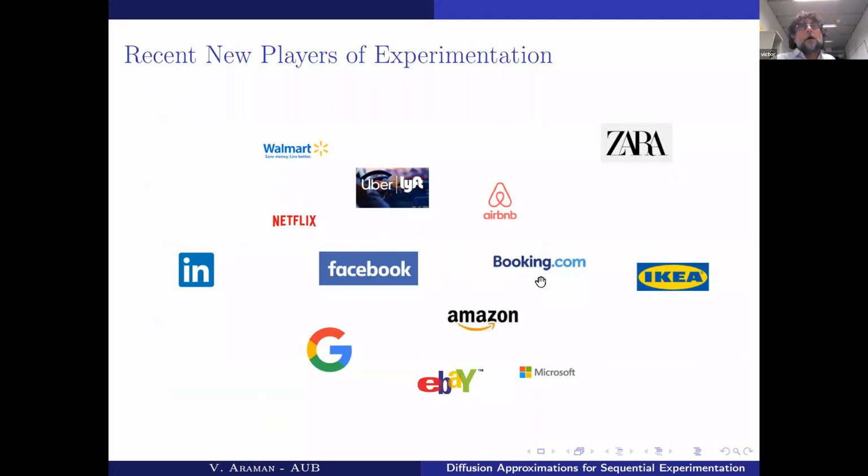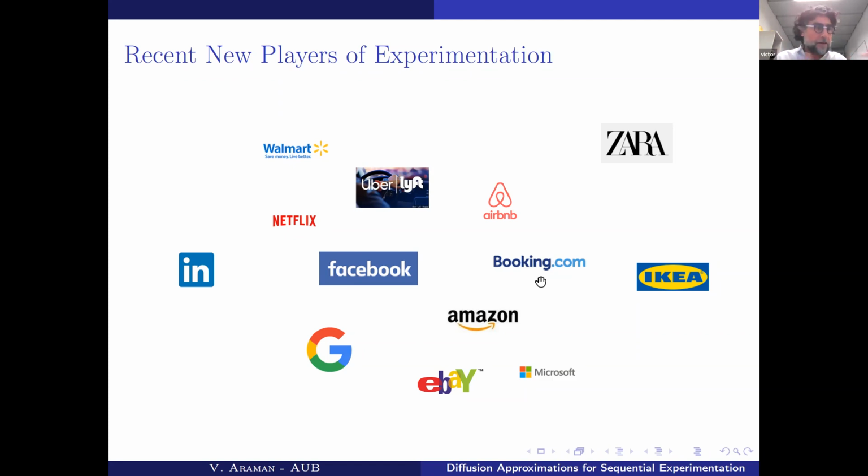All right, so some recent players of experimentation actually are these major players today in the tech world and in the online world. Basically, these guys have invested amazing capabilities. A lot of money has been spent on building and hiring data analysts or computer scientists and so on to experiment using that platform in order to improve the customer's journey.